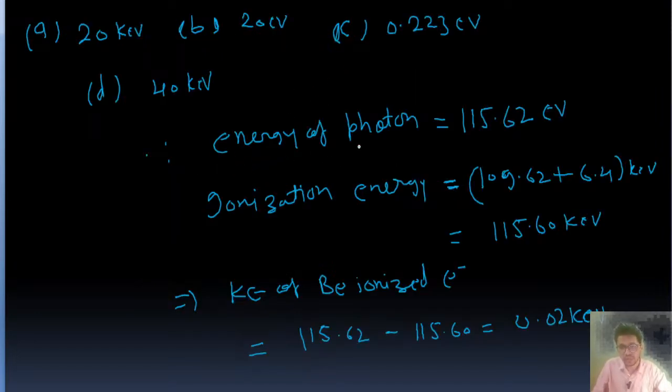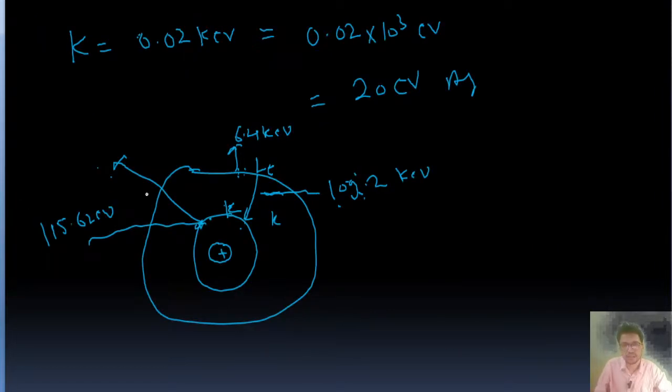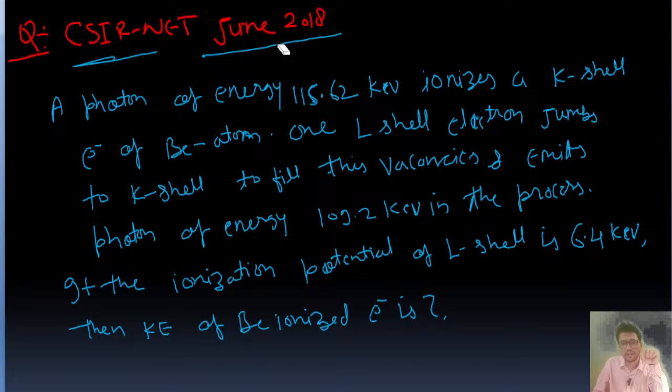So this energy, the energy of the photon, is going to be the energy emitted by the L shell electron when it jumps from the L shell to the K shell, plus the ionization energy of the L shell. Okay, so this is the ionization energy we've got. Now kinetic energy is total energy given minus ionization energy, right? That is for the 2 electrons. I hope, guys, you have understood it. It's a good question, and this question was asked in CSIR NET June 2018.